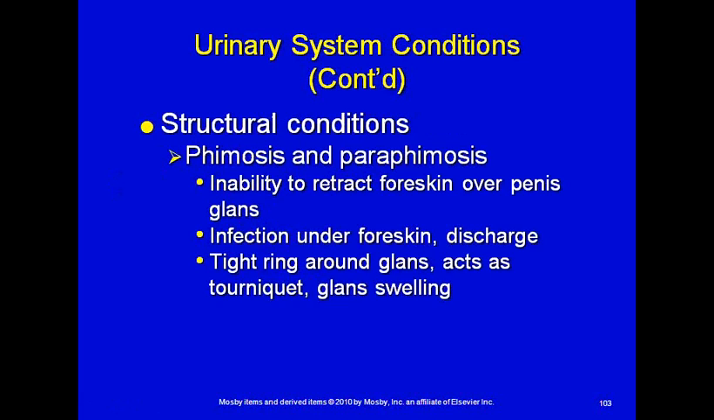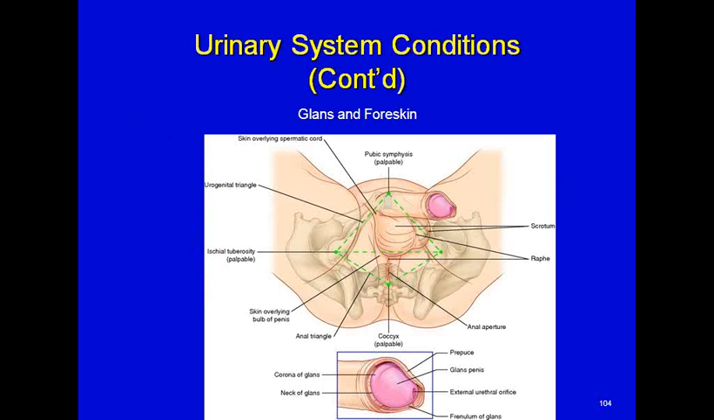Phimosis and paraphimosis are structural conditions seen in men, and that's in men who are not circumcised. It's the result of the inability to retract the foreskin over the penis glands or the head of the penis. As a result, you can develop a tight ring around the head, which acts as sort of a tourniquet, causing the head of the penis to swell. If you're unable to retract the foreskin over the head of the penis, then an infection can occur under the foreskin, which may lead to some sort of pussy discharge out of that foreskin.